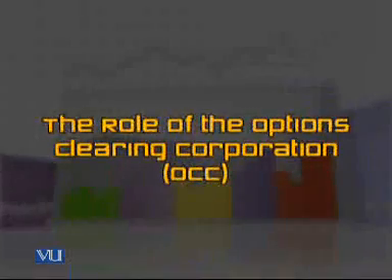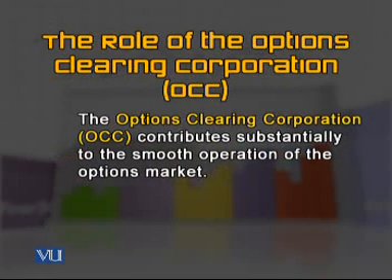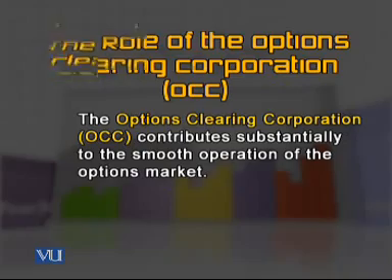A word I just mentioned was the Chicago Board Options Exchange. Another word I mentioned was the Options Clearing Corporation. And I briefly told you that it's responsible for the deliveries of the option. It's responsible as a guarantor of the options. Then what is the role of the Options Clearing Corporation? It is important for us to understand it contributes substantially to the smooth operation of the options market. We're talking about an exchange-traded option.